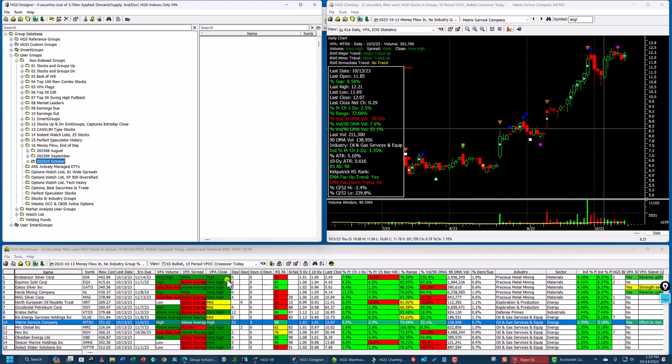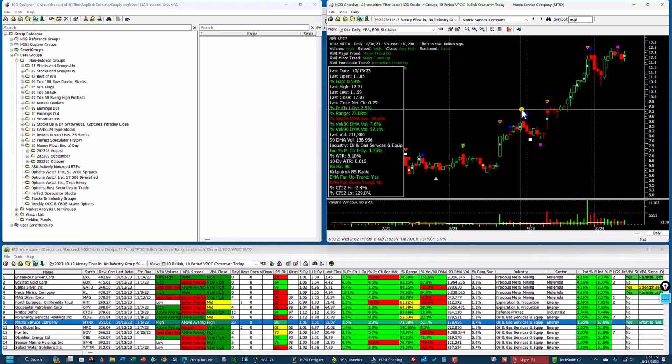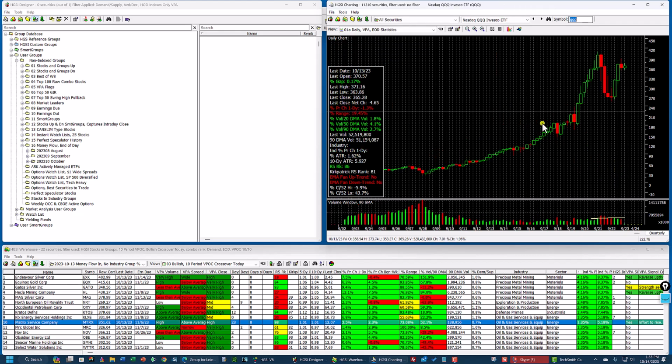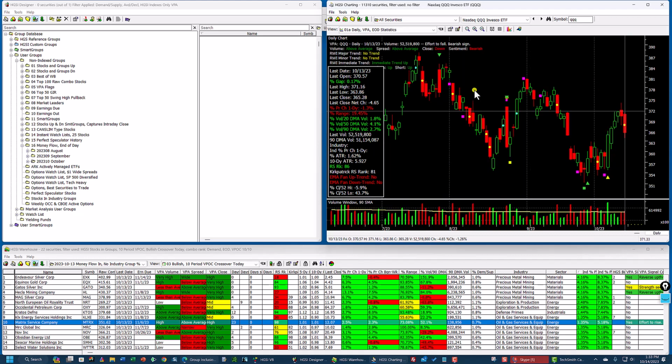As far as the overall market, we had a couple of down days. I don't want to really talk about it too much, but let's just take a quick look at the Qs. I was going to end this, but I went to a quarterly chart, unfortunately. Alternate D is a daily chart, and you can see what happened. We have an effort to fall on increasing volume.